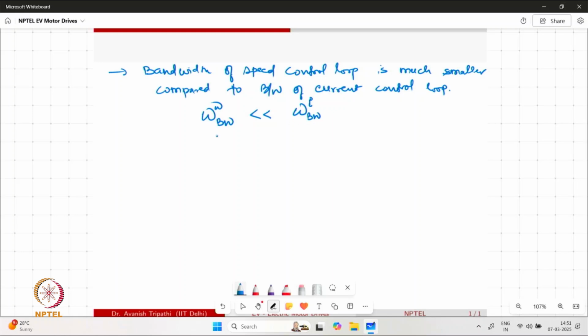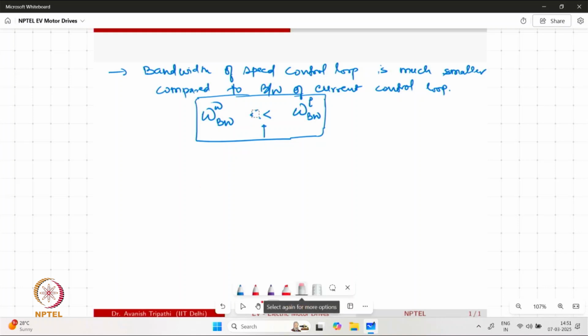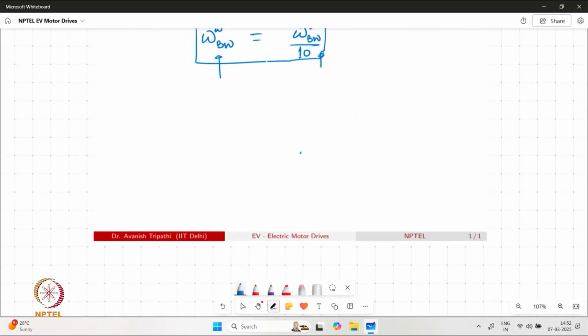In fact, we need to have a clear understanding of what is the definition of very, very less. So here we can take a rule of thumb that this is going to be nearly 1/10 of the bandwidth of the current control loop. So using this, we can say that even before the speed control loop starts any action, our current control loop is already settled. Now let us go ahead and realize this control structure.